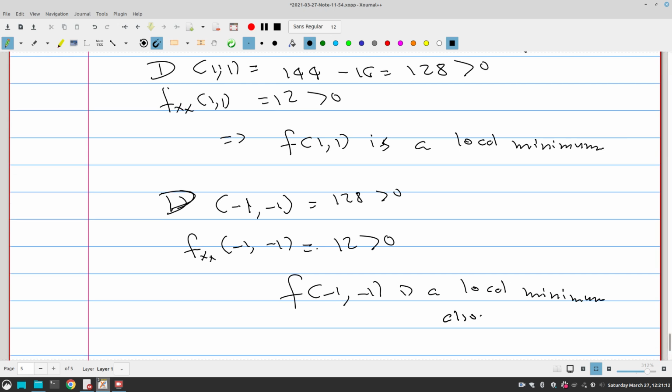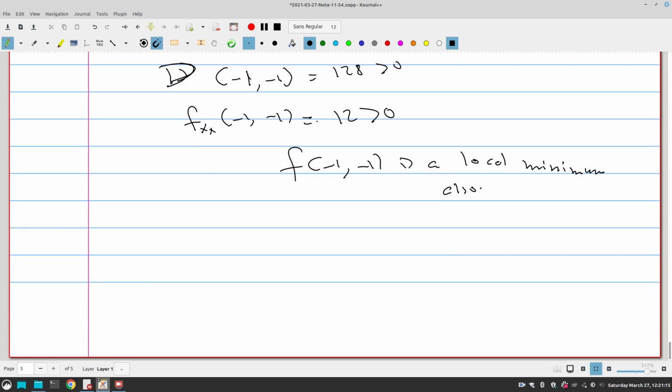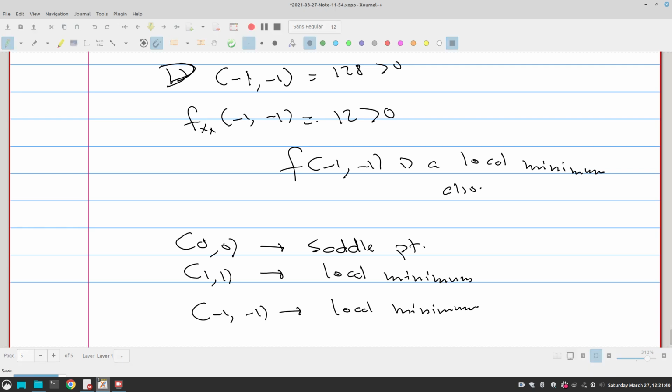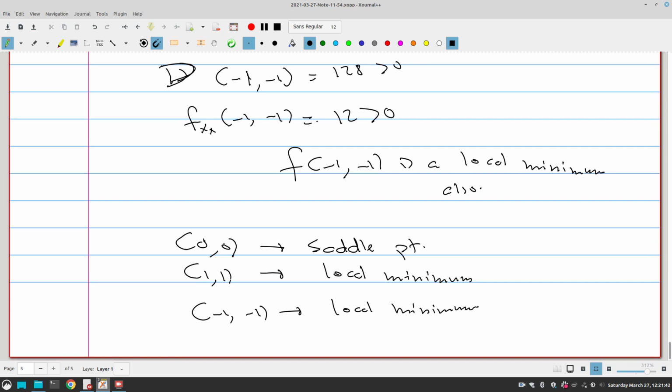Now, so we have 3 points, right? (0, 0), which is a saddle point. (1, 1), which is a local minimum. (-1, -1), which is a local minimum. And let's look at the plot of this function.